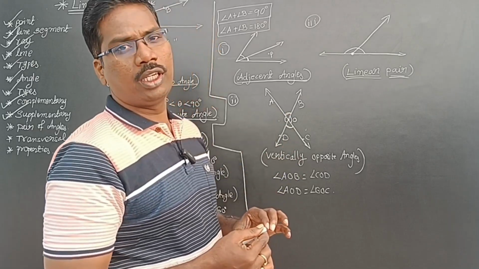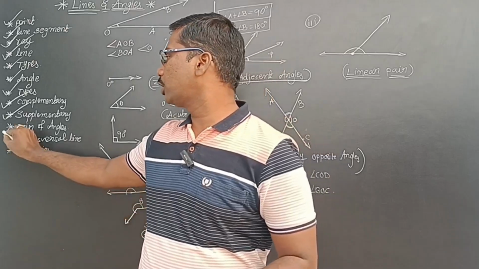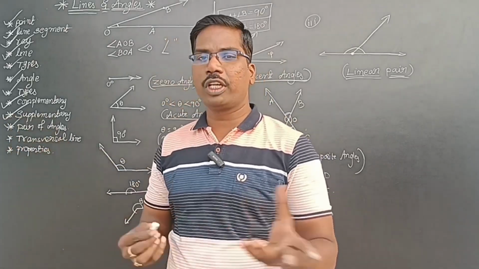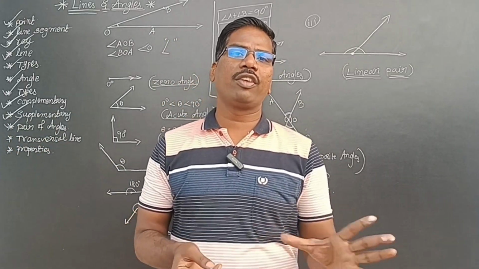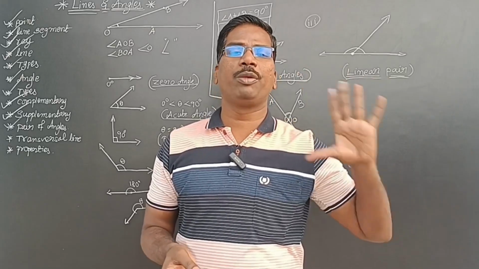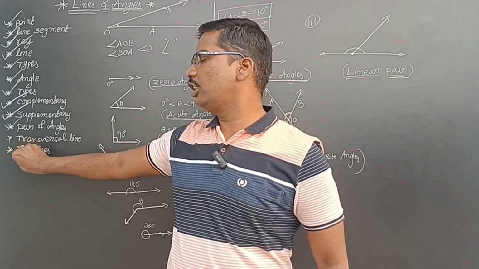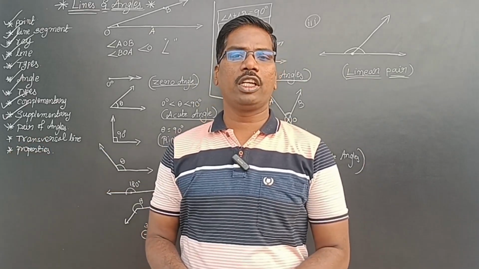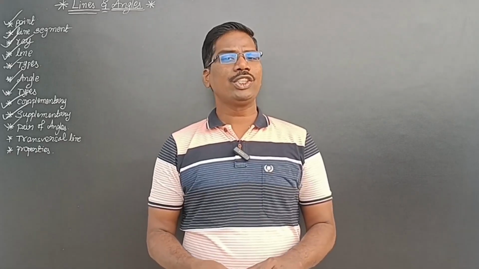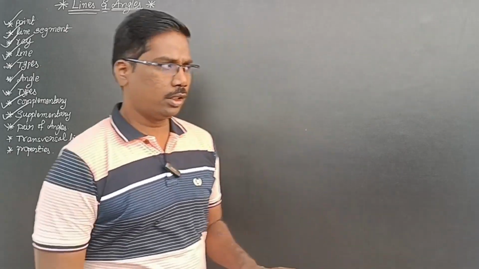Next we go for the transversal line and its properties. If you understand the transversal line and its properties, this lines and angles chapter is very easy. This total chapter depends upon the transversal line and these properties. Let us see the transversal line and properties.